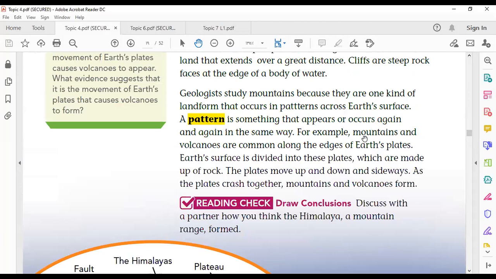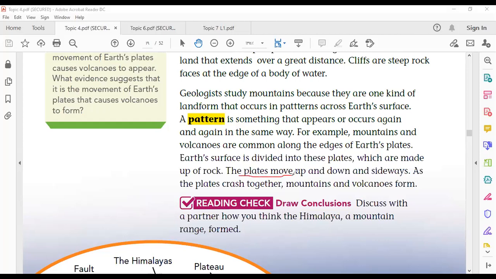Look, again, mountains and volcanoes are common along the edges of earth plates. يعني دائما موجودات لما يكونوا البليتس بحد بعض على الحدود بينهم. Earth surface is divided into these plates which are made of rocks. The plates, as I told you, شو مالهم؟ move.